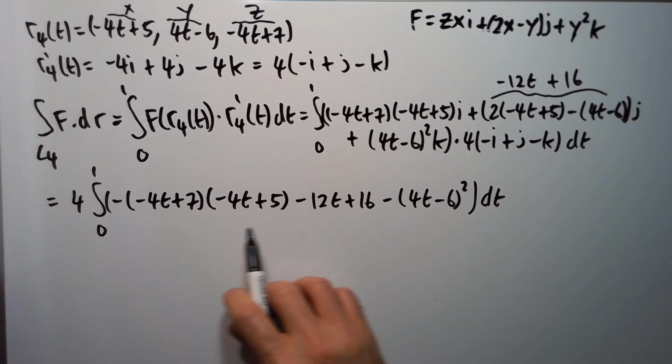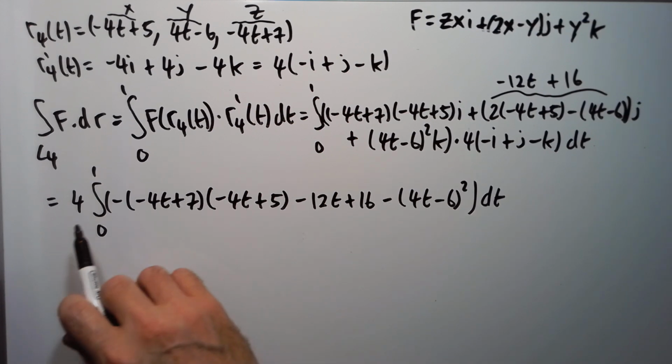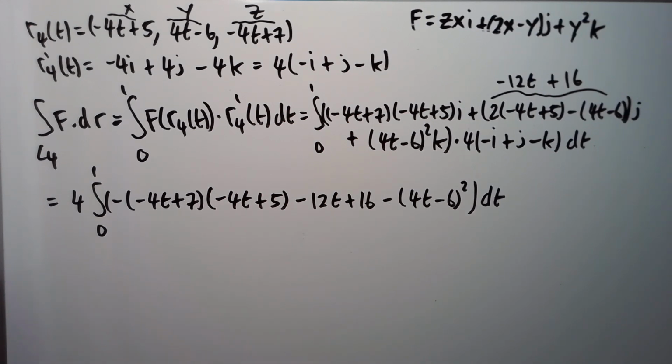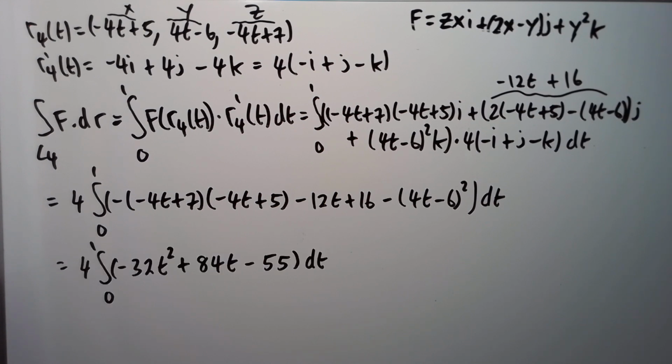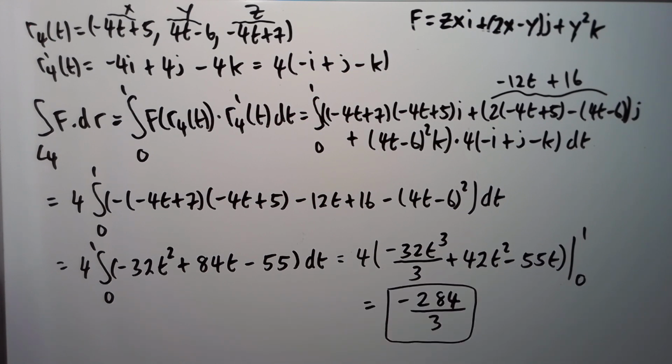So doing that, we get to here. And now I'll let you check. You can pause the video, multiply this stuff out, and combine like terms. I'll write the final answer on here. So you end up with negative 32t squared plus 84t minus 55. So integrating this will be minus 32t cubed over 3, this would be 84t squared over 2, minus 55t. So I'm going to write it here. So we get to here. Then you put 1 in place of t and 0 in place of t. So the final answer then will be negative 284 over 3.